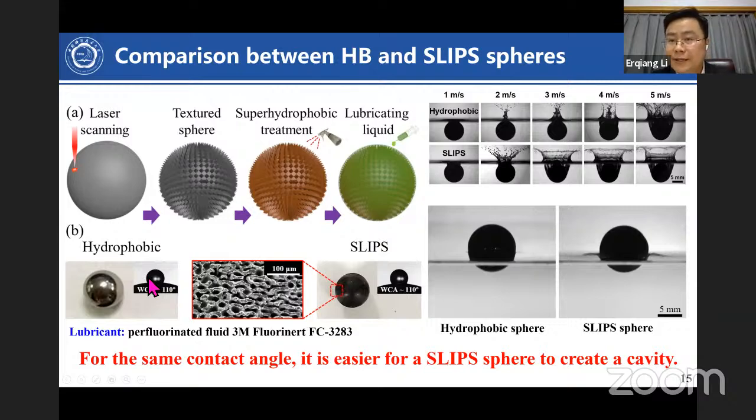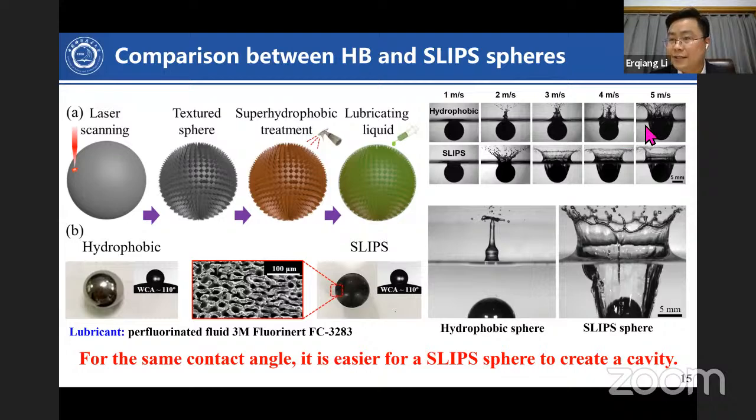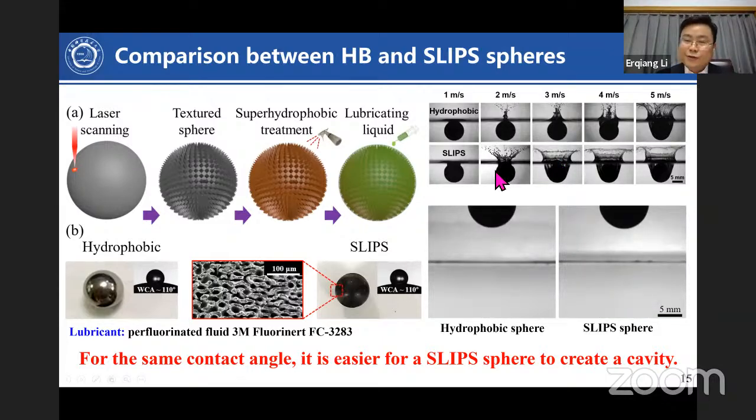What we will see here is that for a hydrophobic sphere, to produce a cavity, you need a velocity higher than, let's say, 4 meters per second or 5 meters per second. But for a slip sphere, we can produce a cavity at a relatively low velocity. That means for the same contact angle, it is easier for a slip sphere to create a cavity. So why do we ask this?